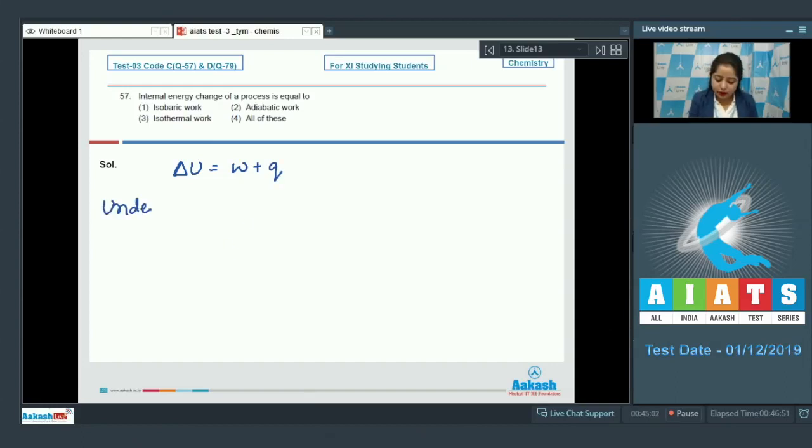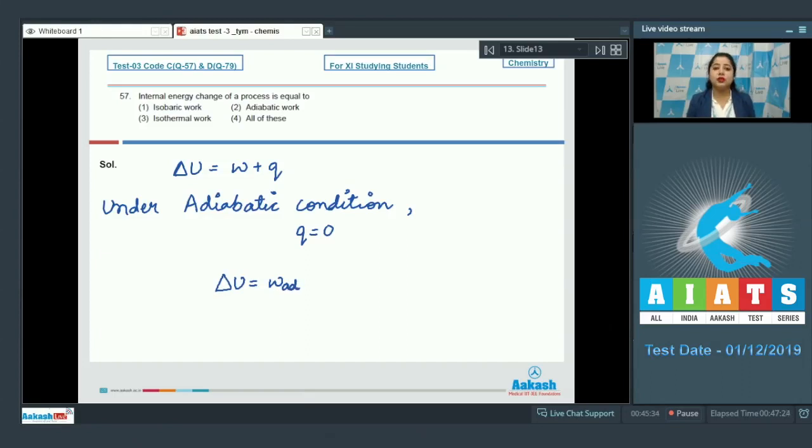Under adiabatic conditions, we have already discussed adiabatic conditions, the value of Q is equal to 0. As a result, we can say that the change in internal energy is equal to adiabatic work. That means the correct answer for this question is option number 2.